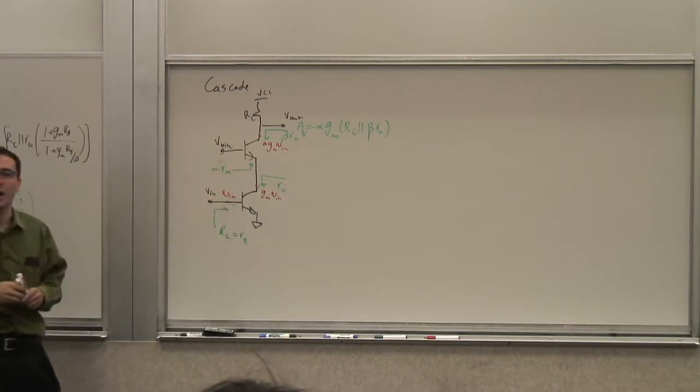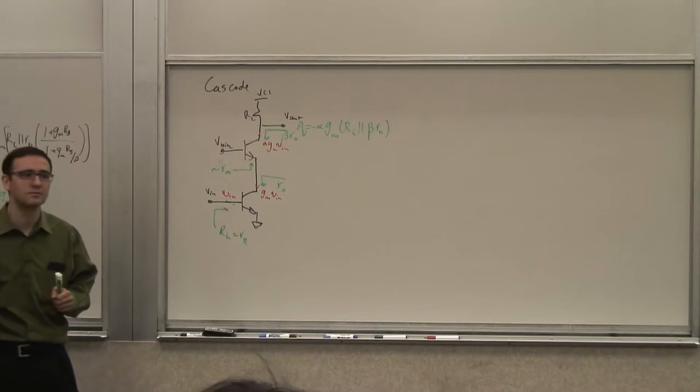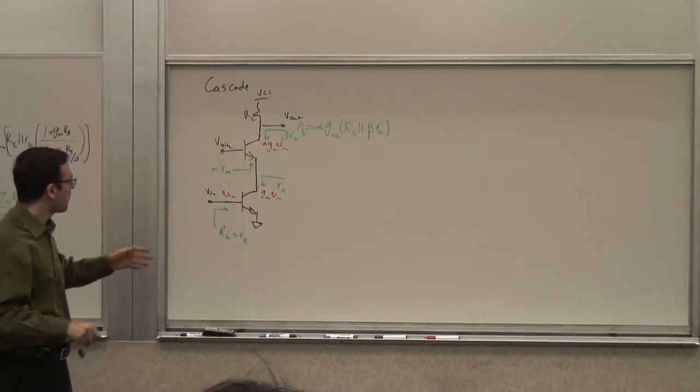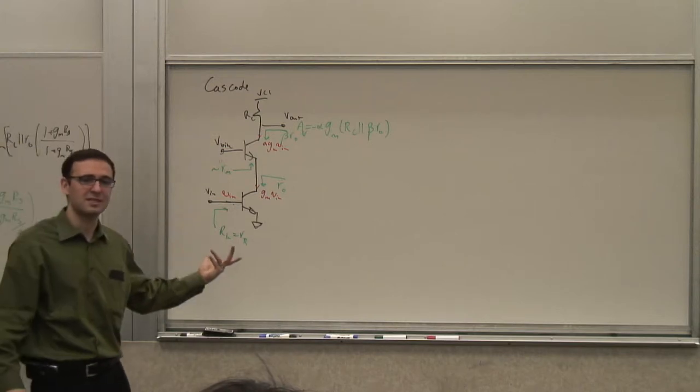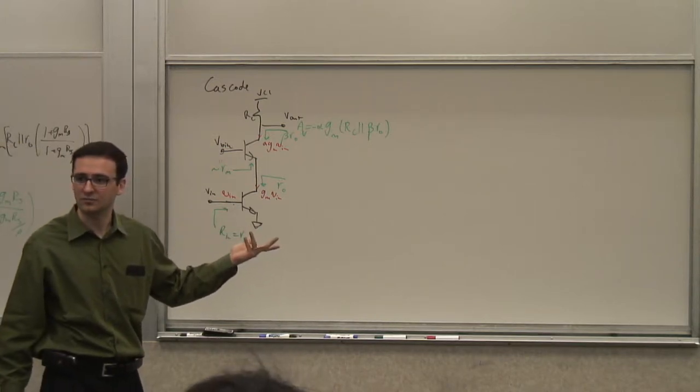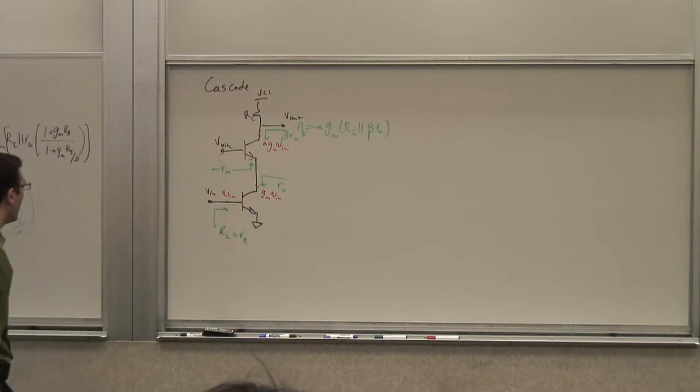Now, R pi is beta times greater than RM. Right? Okay, so this seems to be a better stage in terms of giving you a higher gain per stage. But that's true, and sometimes we use it for that purpose, actually, many times.